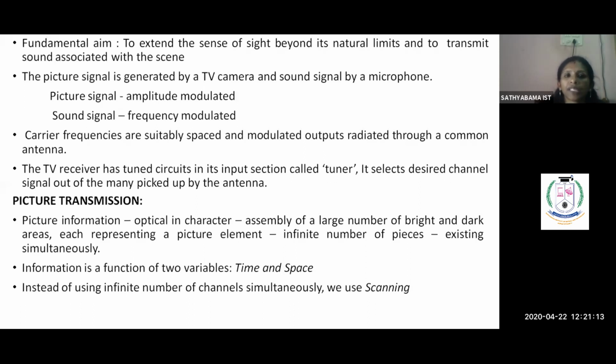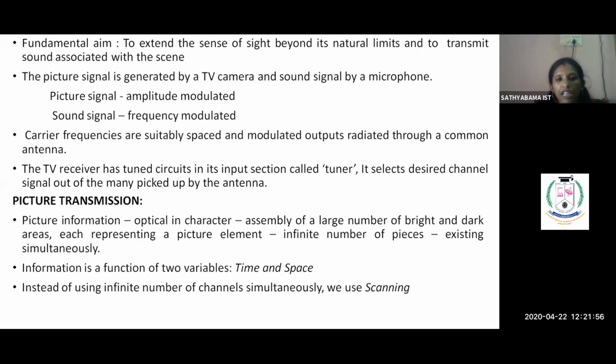The carrier frequencies are suitably spaced and the modulated outputs are radiated through the TV transmitting antennas. The TV receiver has tuned circuits in its input section called the tuner. Earlier, the tuner was used for tuning the band limits for the particular channel we were watching. It selects the signal out of many picked up by the antenna. So by means of the VHF band and UHF band, we tune the signals, and for a particular range of frequencies, we get the signals.